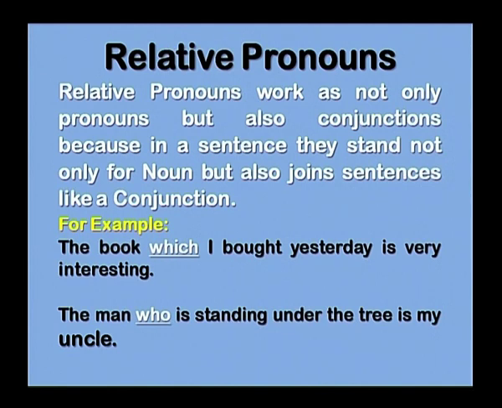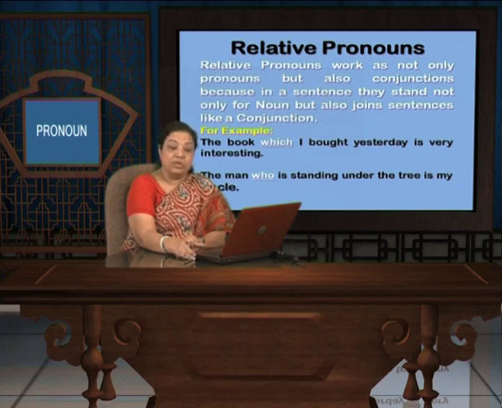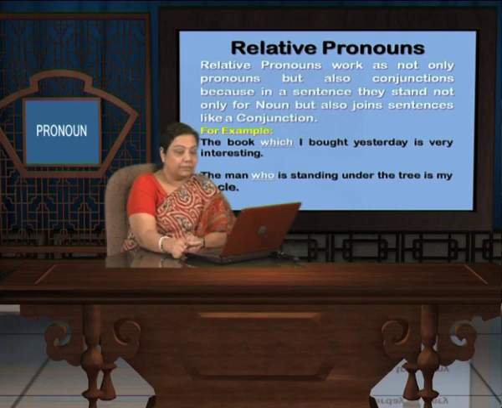Relative pronouns work not only as pronouns, but also as conjunctions in a sentence. They stand not only for nouns, but also join sentences. Let's take a look here. The book which I bought yesterday is very interesting. Now, it is joining two sentences: I bought a book yesterday. The book is very interesting. I form one sentence by using the relative pronoun which. So, it functions also as a conjunction. What is a conjunction? The word which joins two sentences.